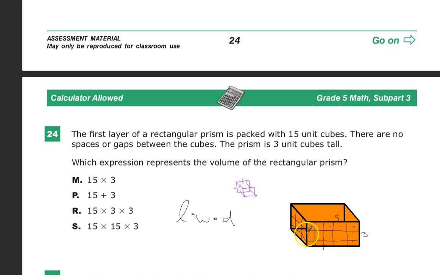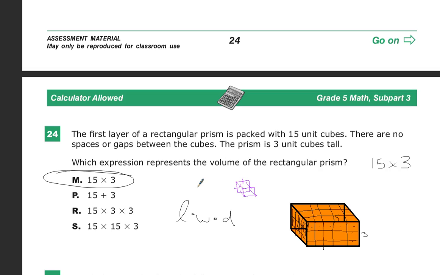And then I need to multiply it by the depth. So I would have 1, 2, 3 of these, and this would continue back, this would continue back, this would continue back, this would continue back. So how many are there total? So each one in the front, there's 15. There's 3 layers of it, so I need to do 15 times 3, because this one has 15. This row has 15, and this one has 15. So 15 times 3 is the correct answer.